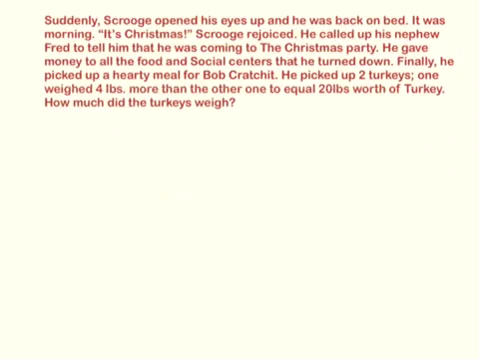It was morning. "It's Christmas," Scrooge rejoiced. He called up his nephew Fred to tell him that he was coming to the Christmas party. He gave money to all the food and social centers that he turned down. Finally, he picked up a hearty meal for Bob Cratchit. He picked up 2 turkeys. One weighed 4 lbs more than the other one, to equal 20 pounds worth of turkey.